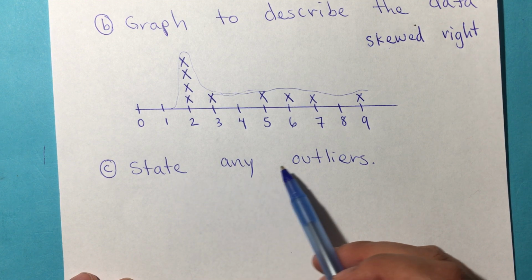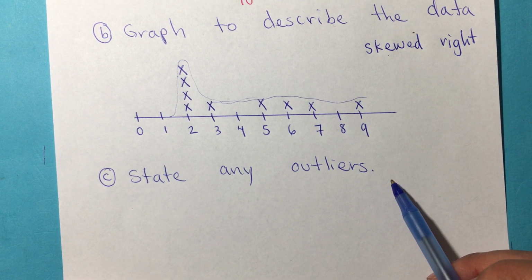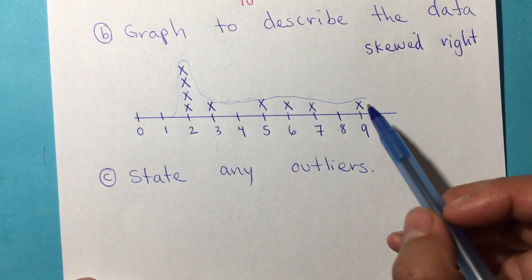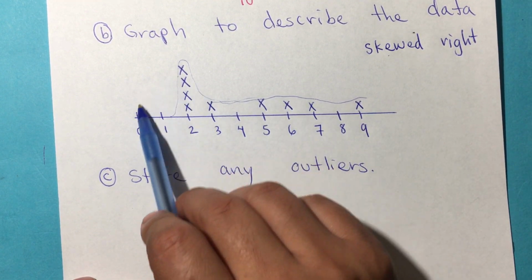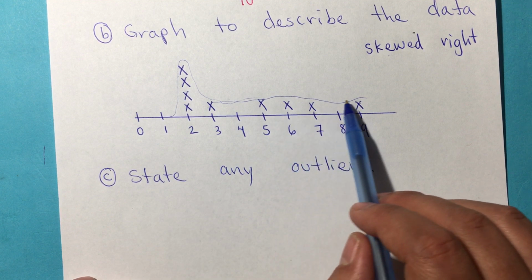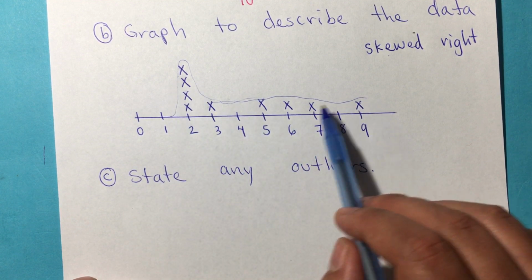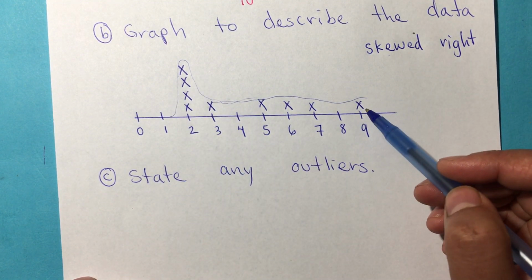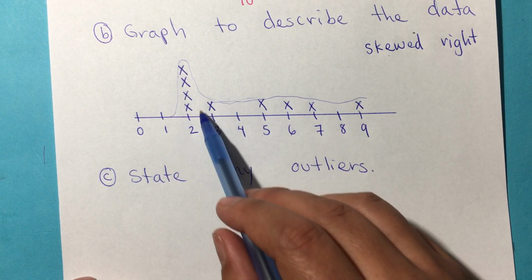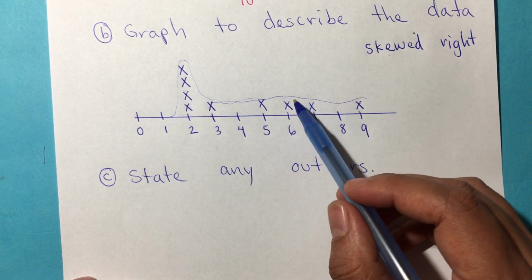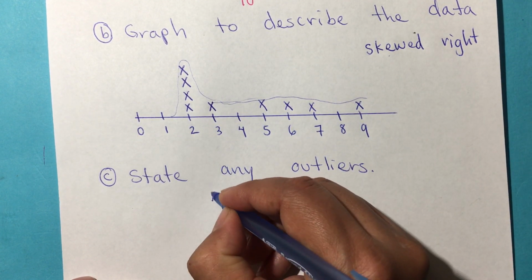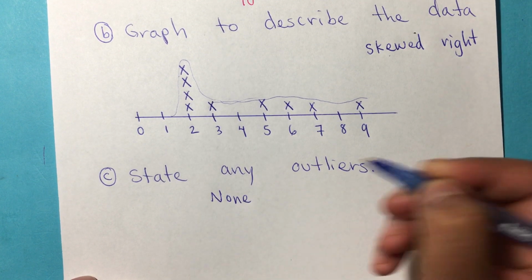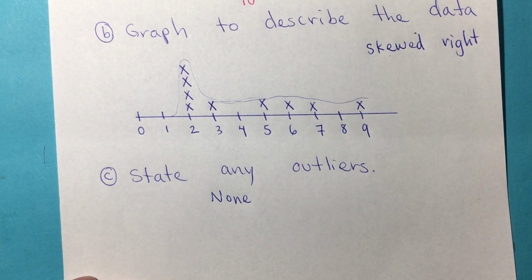Then it says state any outliers. Outliers is when, for example, if there was 9, but then most of them were only here. In here we see that you have numbers that are very close to each other, so we cannot consider 9 an outlier. It is bigger than these numbers here, but then you have others that are close to that number. So we can say that in here there are none for the outliers.